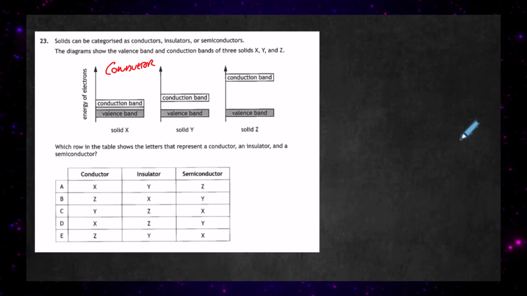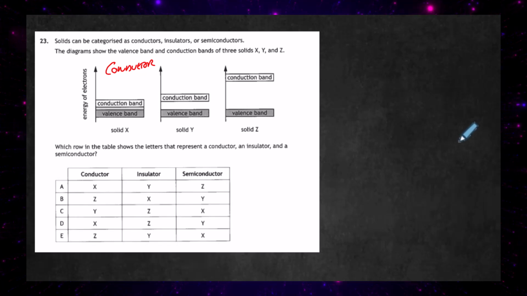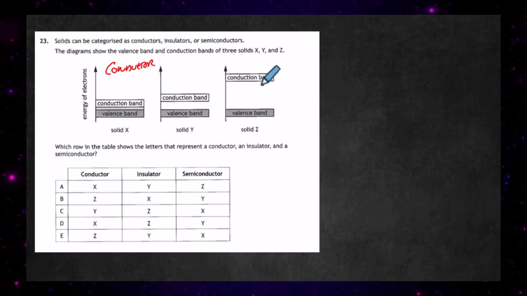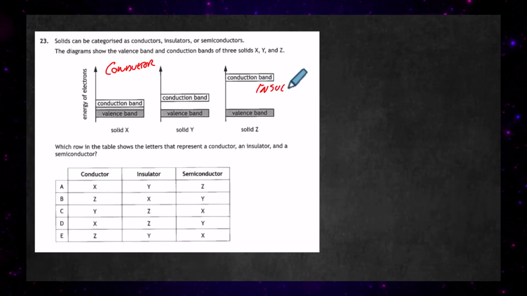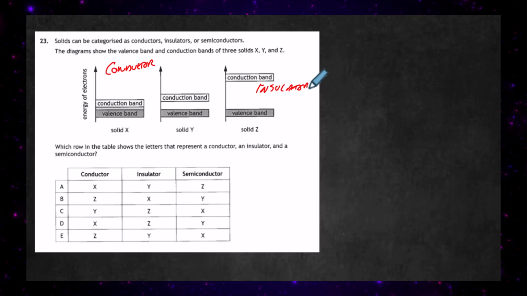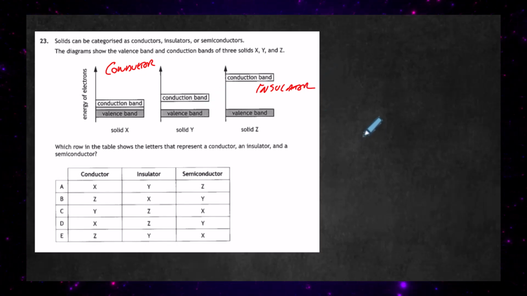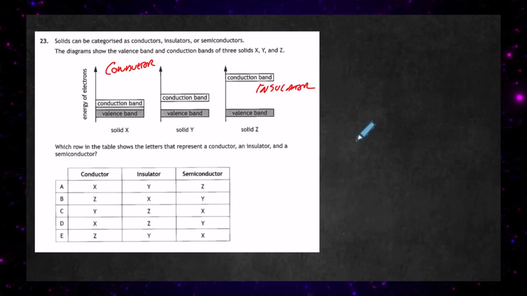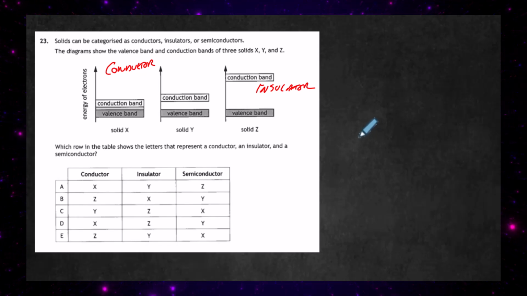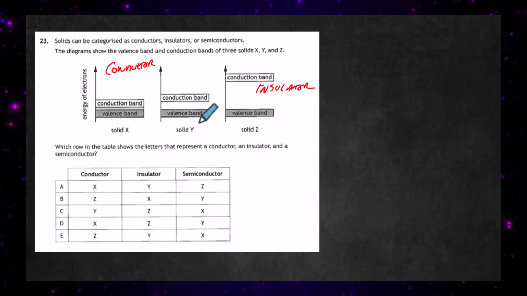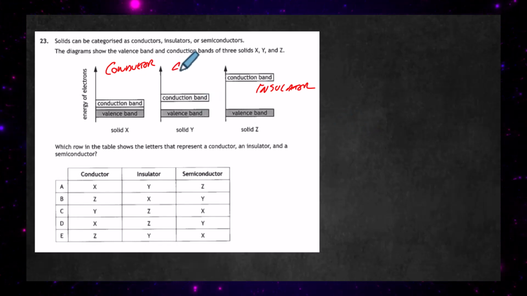The band gap between the conduction band and the valence band being very big, that's the insulator, and that's going to be solid Z. So that's going to be an insulator for this one. And of course this one here is the semiconductor, because the band gap between the conduction band and the valence band is not as big as an insulator, but you can see there's a gap there, so that one will in fact be the semiconductor.